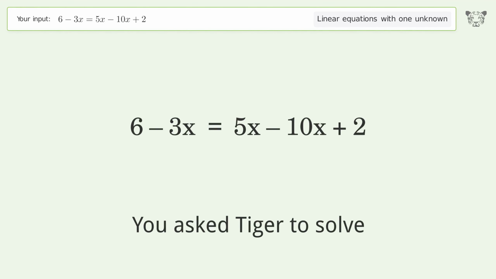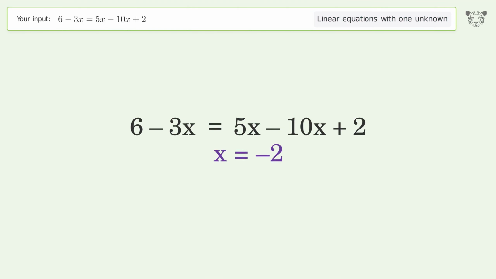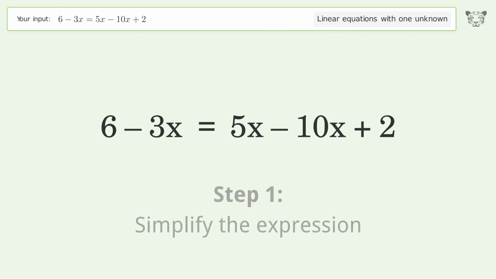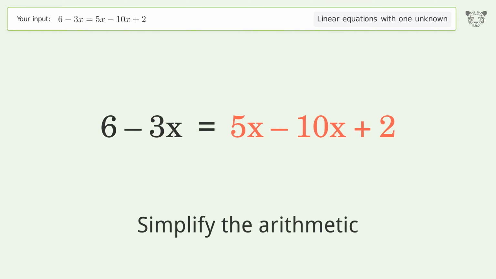You ask Tiger to solve. This deals with linear equations with one unknown. The final result is x equals -2. Let's solve it step by step. Simplify the expression. Simplify the arithmetic.